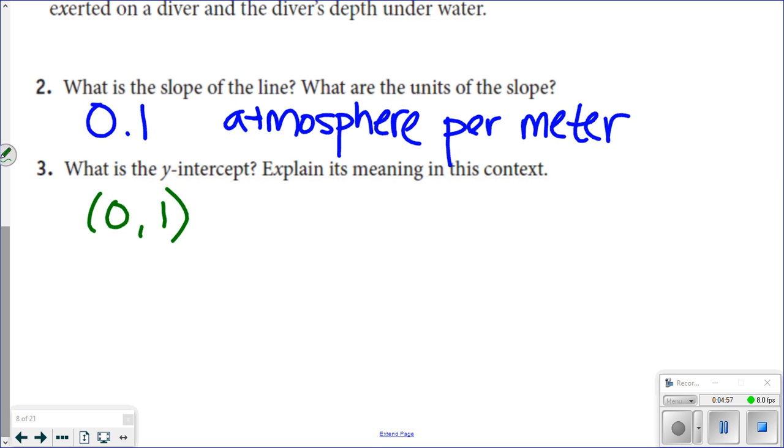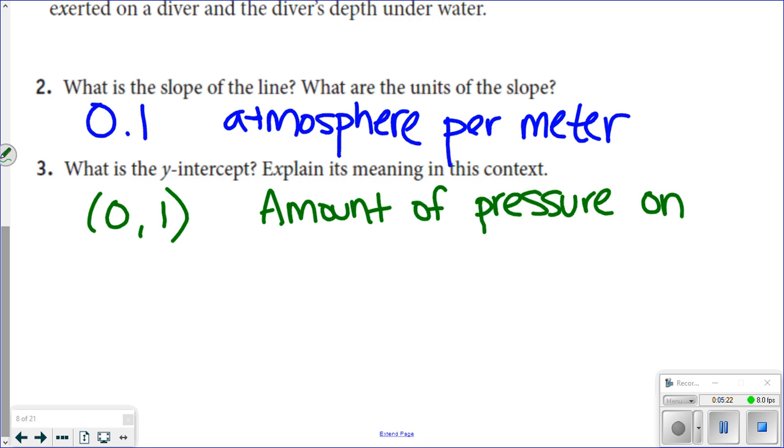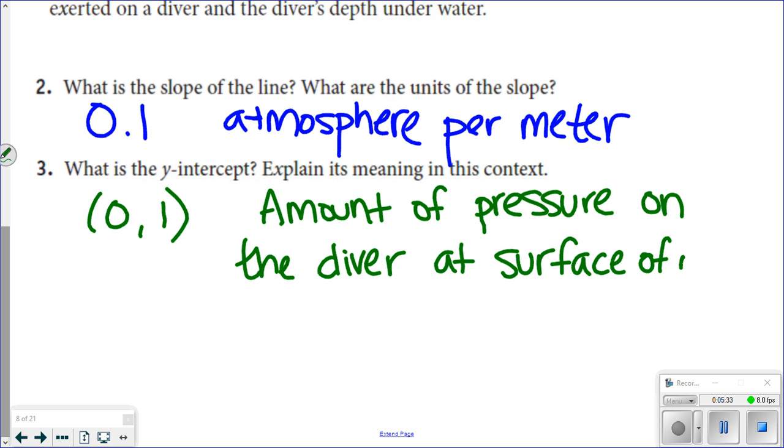Well, 0 is the depth under the water, if you're looking. Okay, 1 is the amount of pressure. So this is the amount of pressure on the diver at the surface of the water, or when the depth of the water equals 0. So now that I have my slope and my y-intercept, we can go back up and answer question 1.